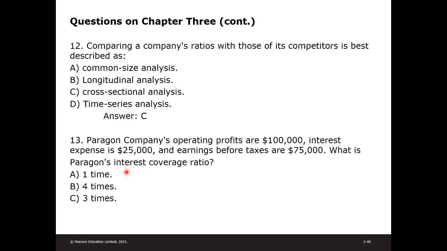So in order to calculate the interest coverage ratio, we need the earnings before interest and tax, which is the EBIT, which is also the operating profit, divided by the interest expense, which is here $25,000. So as we can see, $100,000 divided by $25,000 gives us 4 times, which is the interest coverage ratio. So the answer here will be B.